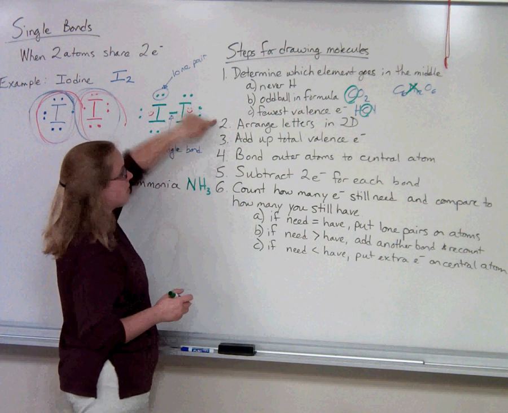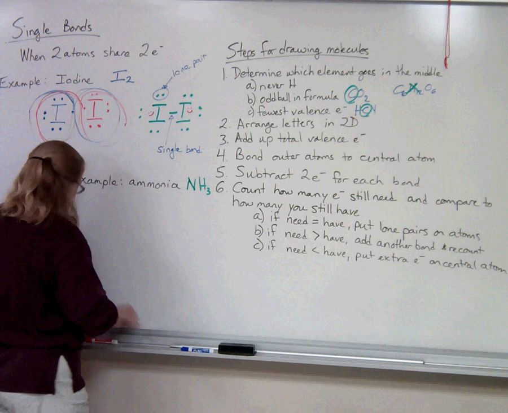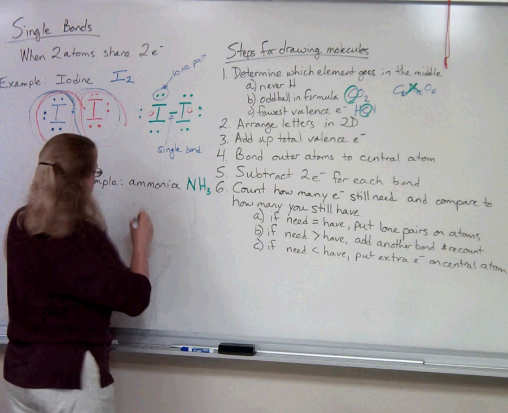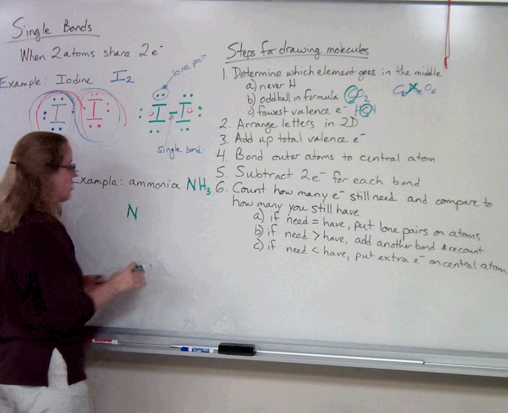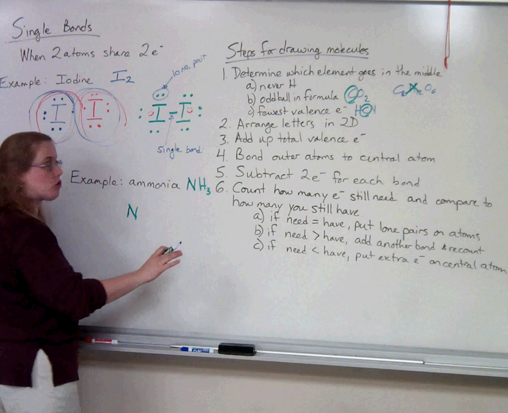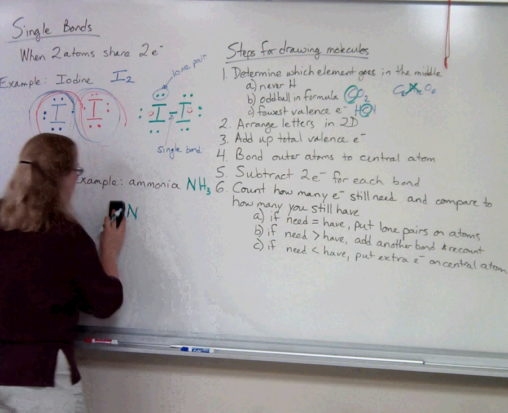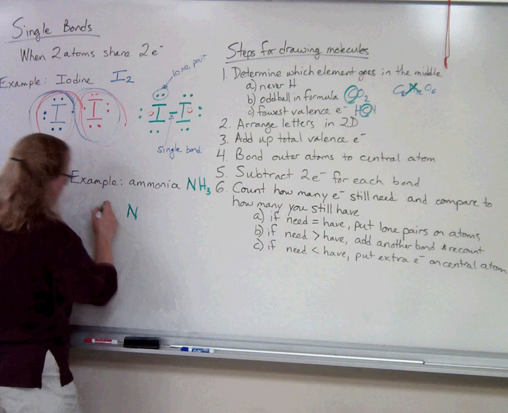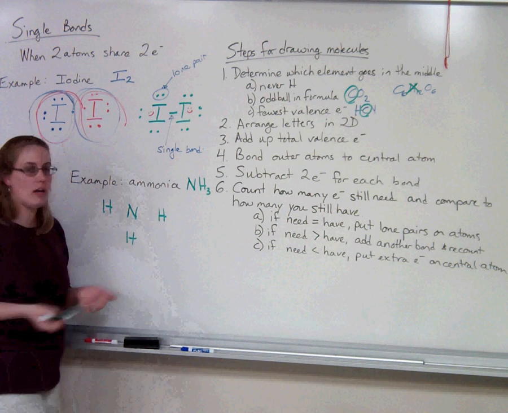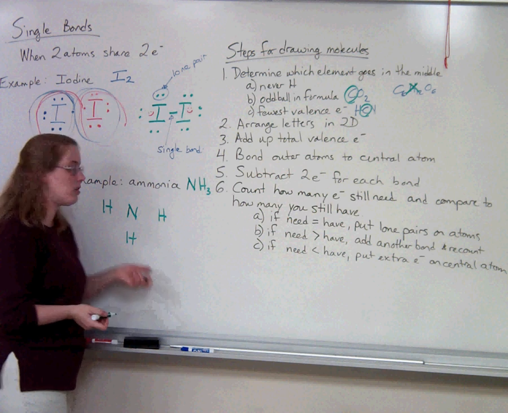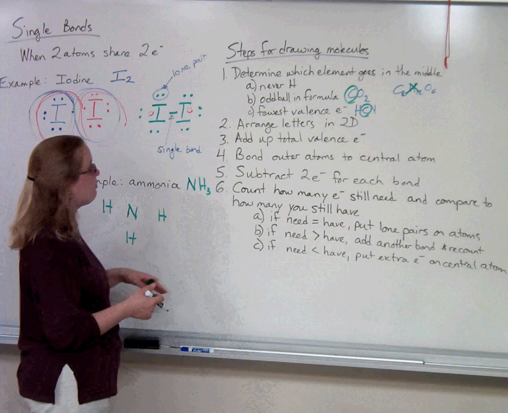Our second step is to then arrange the letters on our paper. So if the nitrogen is going to go in the middle, then the hydrogens are all going to have to be around the nitrogen. It's not always going to be in a straight line like it was with the iodine. So we're going to put one hydrogen over here, one hydrogen over here, and one hydrogen over here. It doesn't really matter which 3 sides of nitrogen get hydrogen, as long as they're all able to touch the nitrogen. That's why it's in the middle.